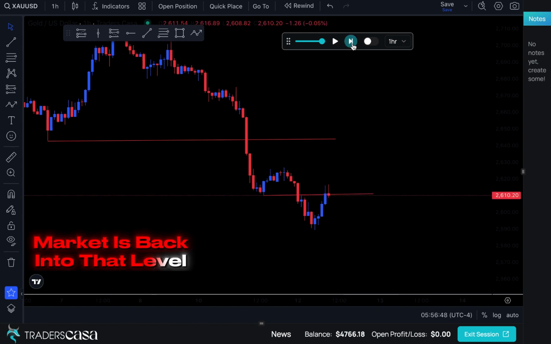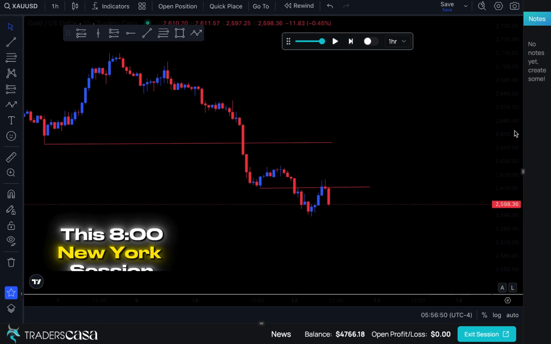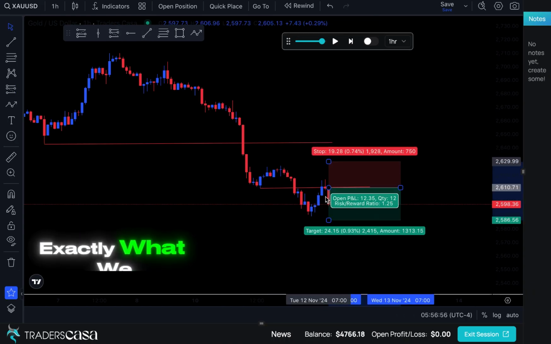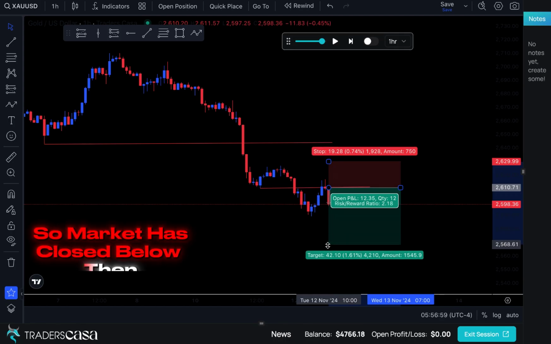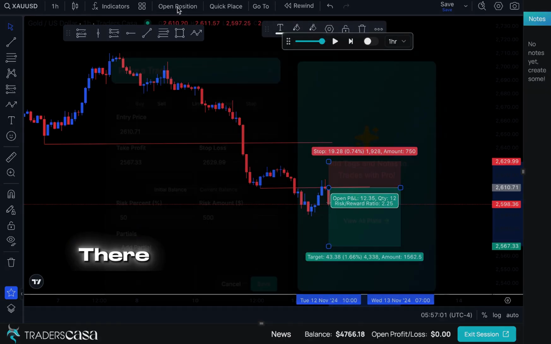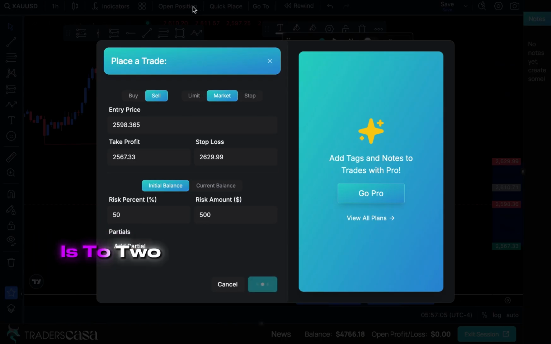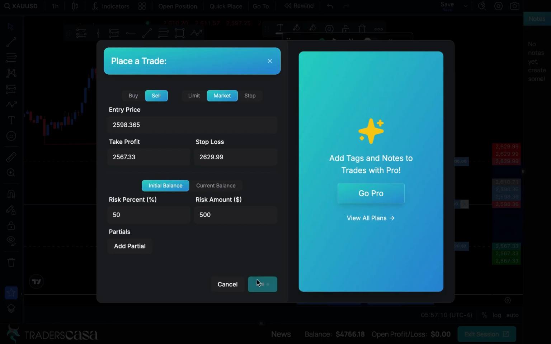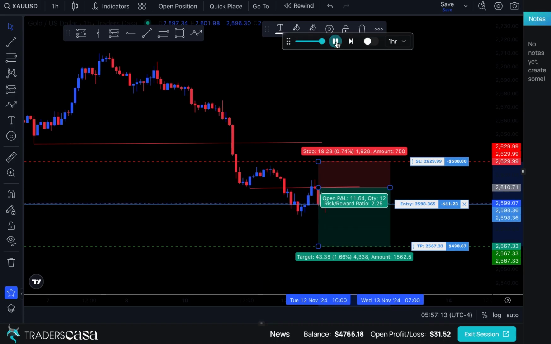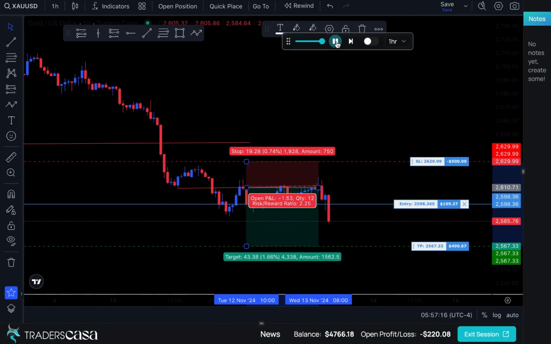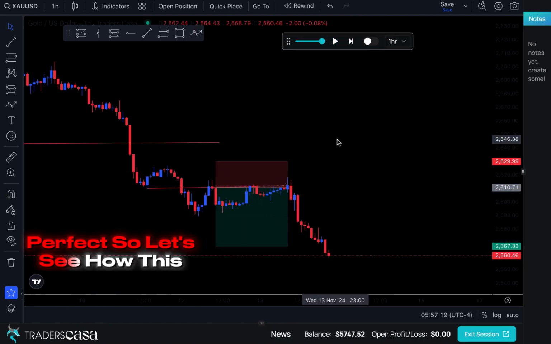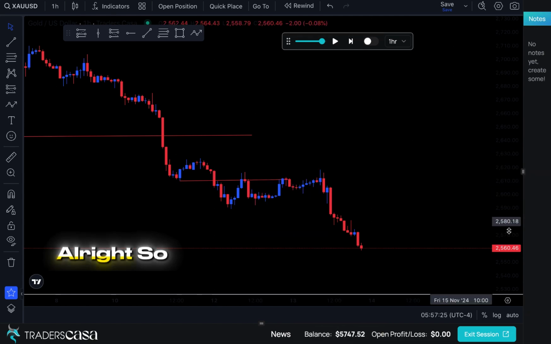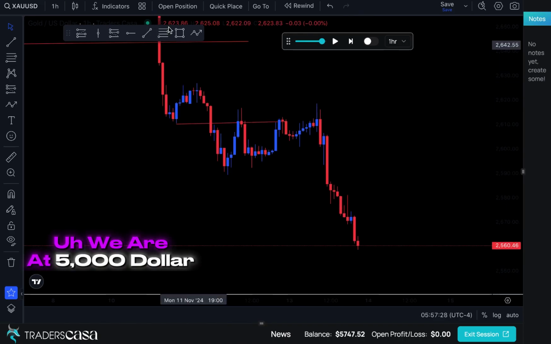Market is back into that level. Let's check the time. This is 8 o'clock New York session. Okay, so let's see if market will close below it. Exactly what we needed. So market has closed below. Then we can take our trades, our stop loss right there, and then our take profit 1:2. We are going to target. Okay. Perfect. So let's see how this trade plays. All right, so this was perfect. We are at $5,000 currently.